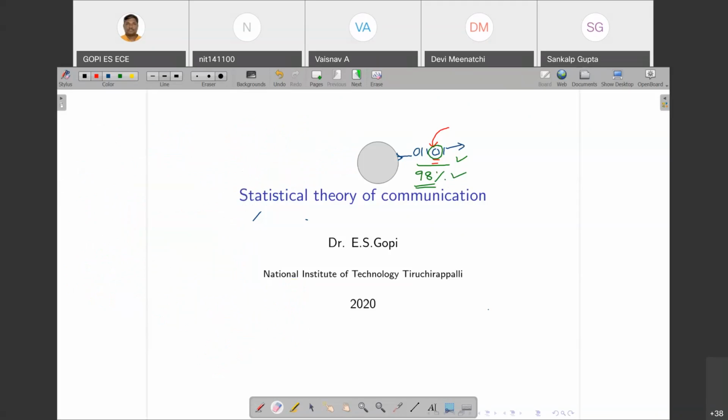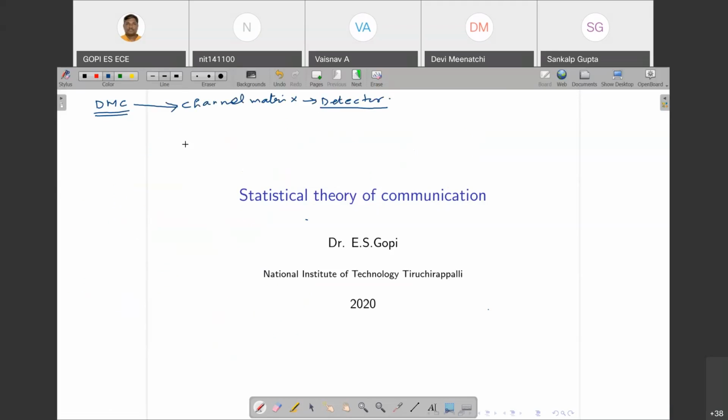We are going to discuss this for the discrete case as well as the continuous case. What we discuss now is for the discrete memoryless channel. For that model only we are discussing. For the discrete memoryless channel, the problem statement is, you are given a channel matrix, and you need to design the detector that improves the detection rate. So that is the problem.